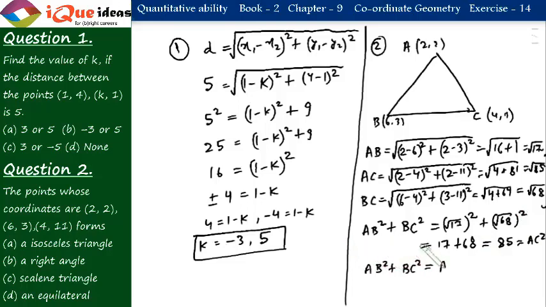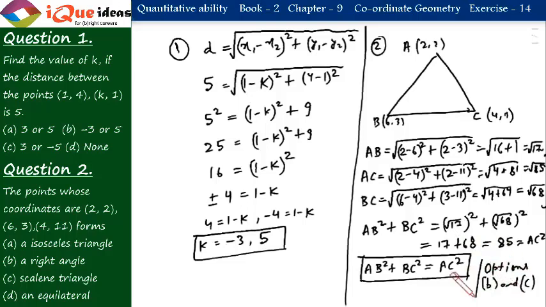So we have AB square plus BC square is equal to AC square. Right? So the answer here is the triangle is a right angle triangle as well as a scalene triangle. So the answer is both B and C. Right? Be careful, it is both B and C. So the answer is both options B as well as C.